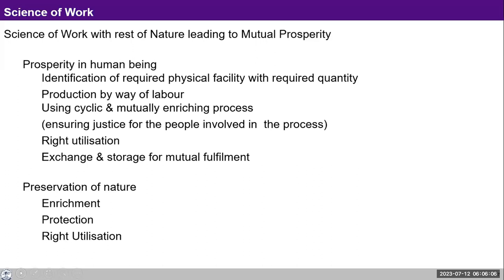So with all of that, making sure that I use cyclic and mutually enriching processes, and I should also be able to ensure justice for the people involved in the process. So supposing I have a farm and I am growing many vegetables, and I employ somebody to pick the vegetables because there aren't enough people in the home to pick, at the time of harvest. So I employ somebody. Am I doing justice for those people?